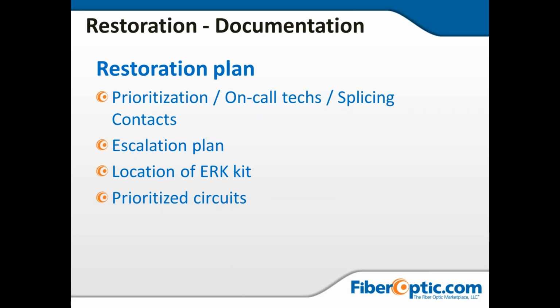So the restoration plan, like I mentioned on the previous slide: what is our prioritization? Do we have techs who are on call? Who are our splicing contacts? In a lot of situations, we have companies that don't have fusion splicers on board, so they have to have a contractor come in. Do you have on-call contractors that are supposed to operate in a 4-hour window from the time of an outage? That's something that's very common. You would want to make sure that you have people on board able to be contacted and contracted immediately at the acknowledgement of an outage.